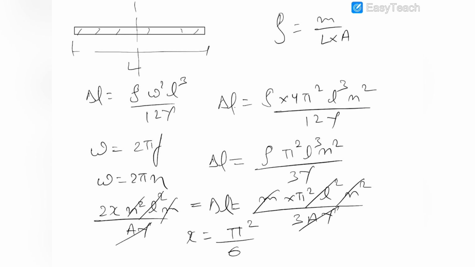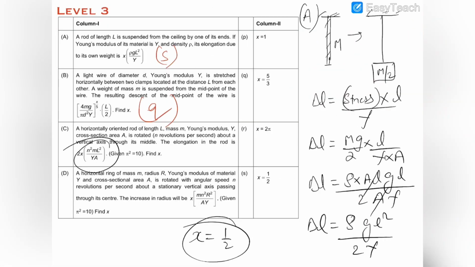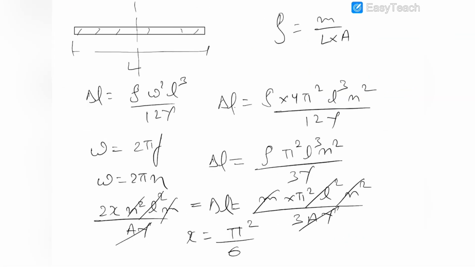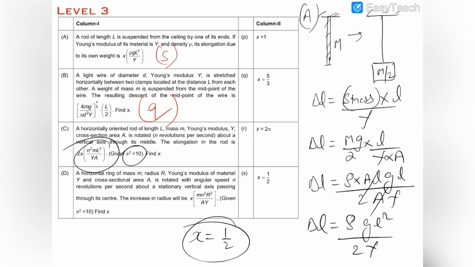Okay, so you can see that we have to assume the pi square as 10. It is given in the question. So if we write it is 10, then 10 by 6 is 5 by 3. So again, the correct answer for this one will be option number Q.